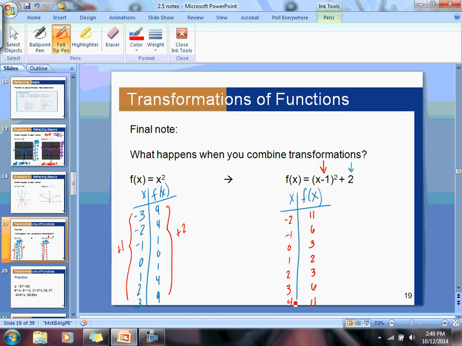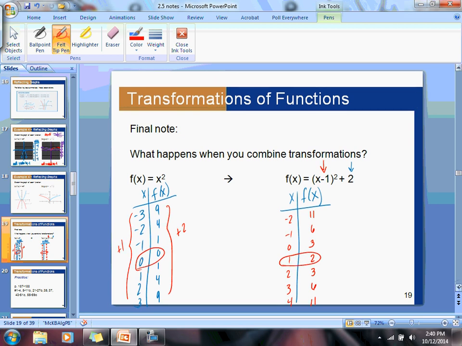And you could graph both of those functions in your graphing calculator. You would see the original parabola, and then this one, when you graphed it, it would move it up 2 units and over 1 to the right. And you can see that as well. Our original vertex was 0, 0. Now this vertex has been moved up 2 and 1 to the right.